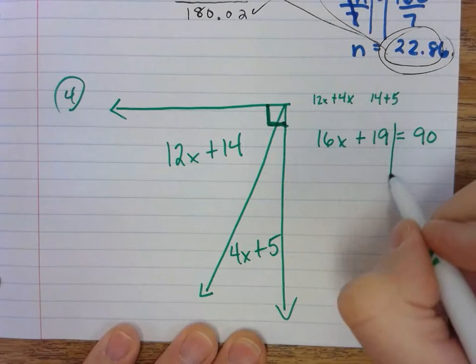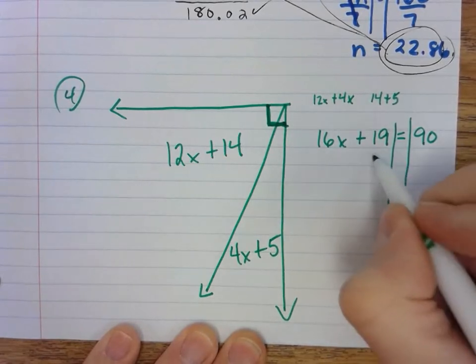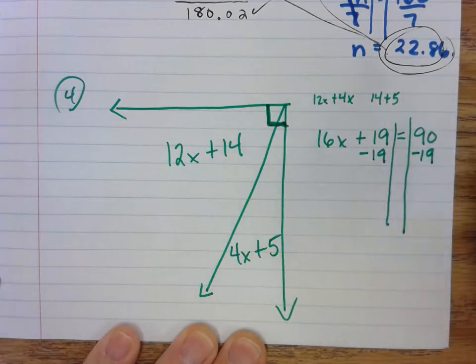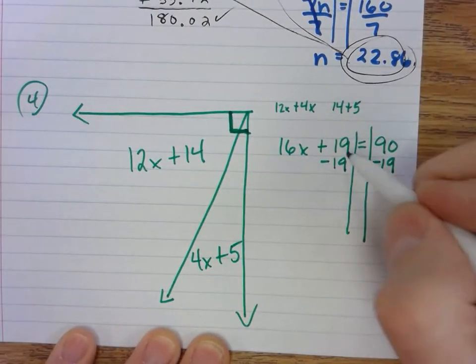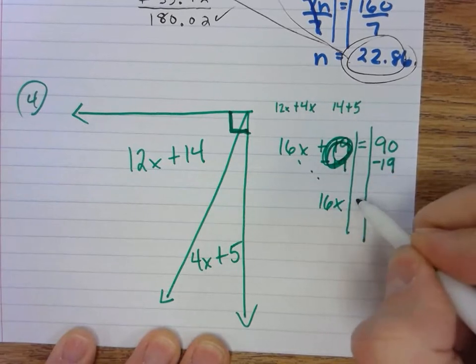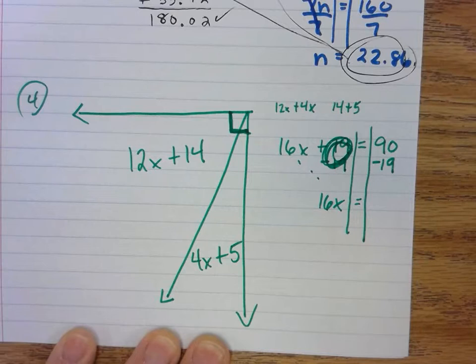All right. Here we go. Again, you can make your train tracks just like that. Minus 19 from both sides first, because that is the constant. You want to cancel out the constant first. I know you know that drill very well by now. That's a 0 pair. Bring this down. So we got 16x equals what is 90 minus 19. And then of course you divide by 16 on both sides.